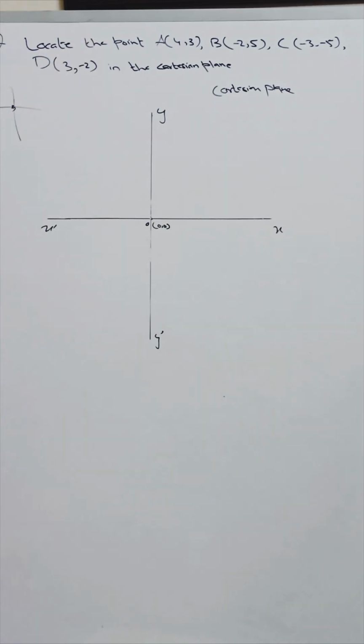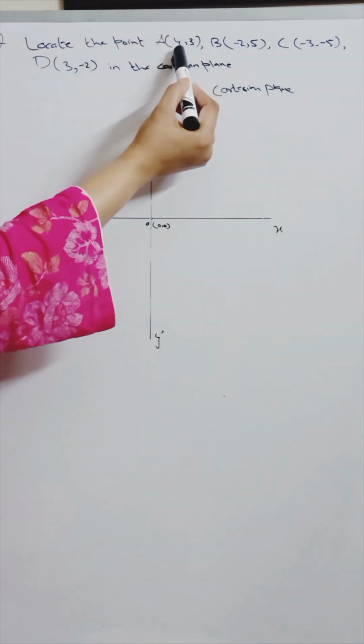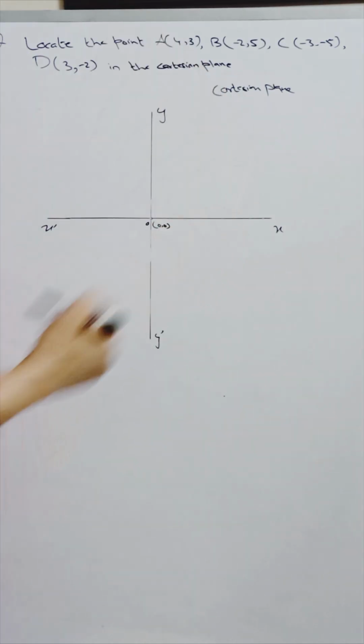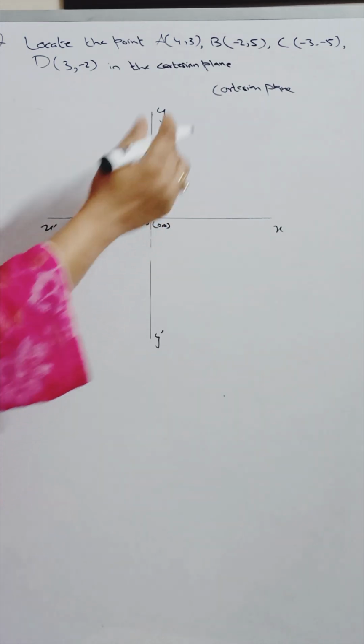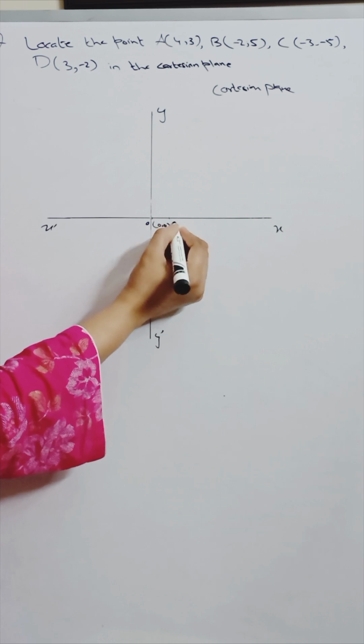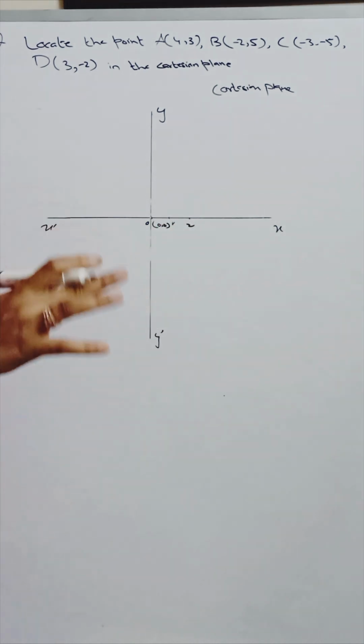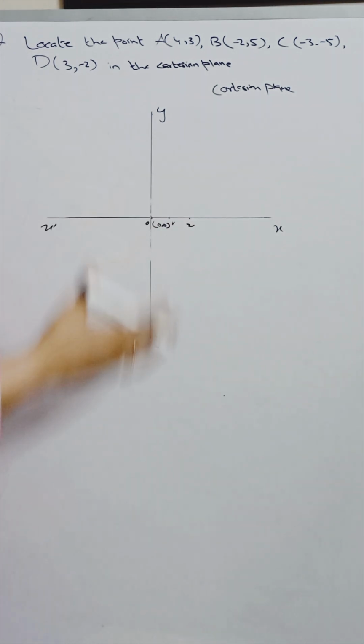Now what to do? Locate the point A in this graph. A is (4, 3). I have told you the first value represents the x-axis and the second represents the y-axis. So we just have to represent these points on this graph. I made a horizontal line here, marking 1, 2. If you have graph paper, you can easily do it on the graph. I'm just explaining how to solve it.